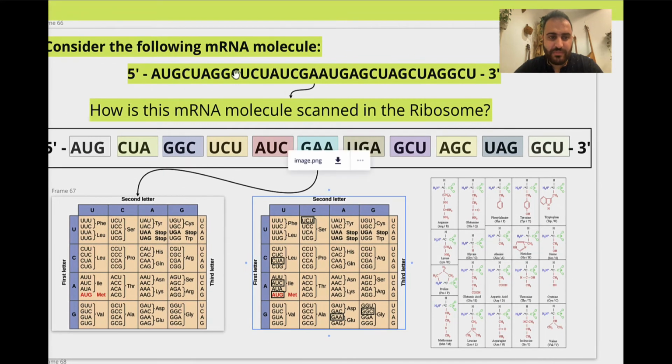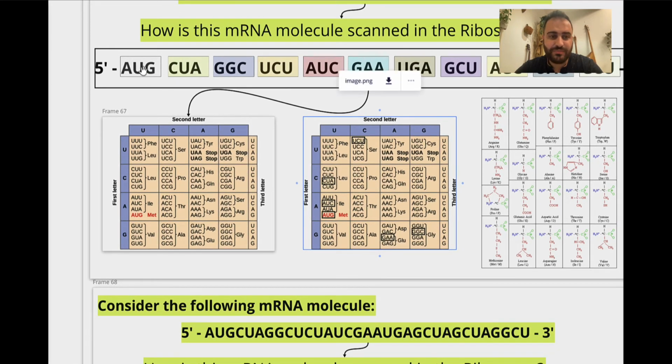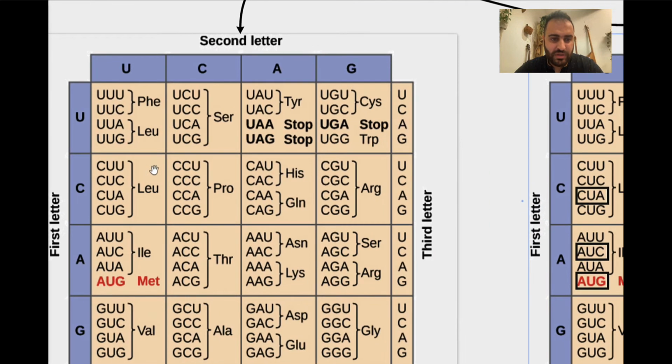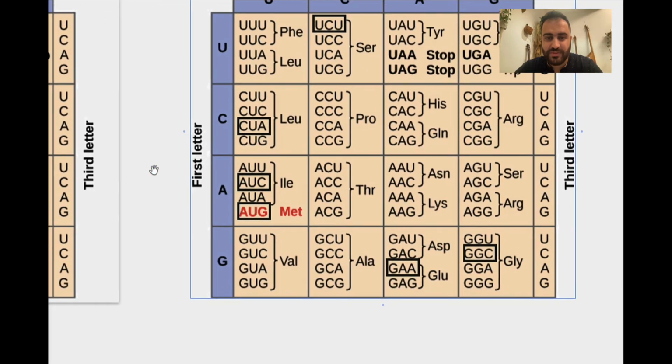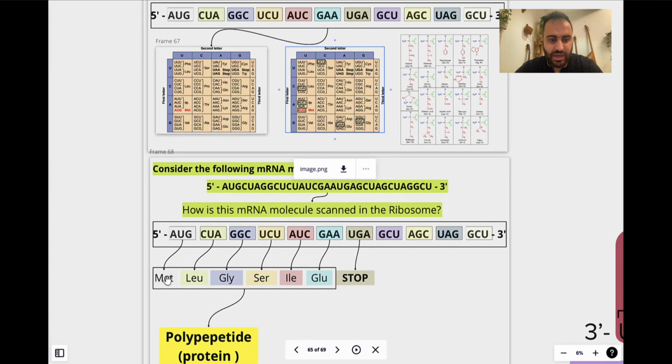So if you have the messenger RNA sequence, you are going to divide it into triplets, 1, 2, 3, etc. How many triplets? Then you are going to match every triplet into the chart to look for the specific amino acid. So for example here, AUG, I'm writing methionine, this is the amino acid. CUA, it's leucine, this is the amino acid. GGC, it's glycine, this is the amino acid. UCU is serine, and so on.